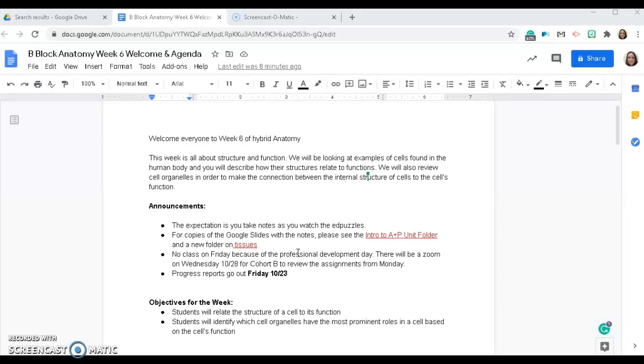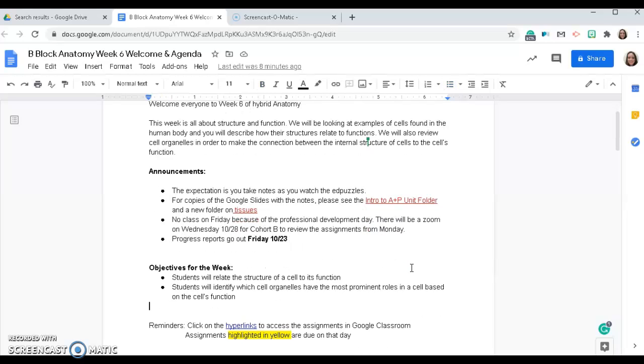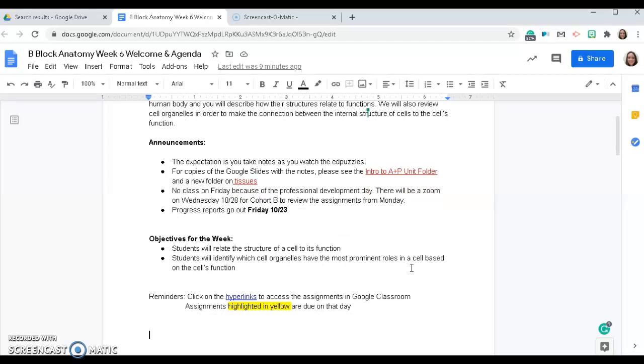The objectives for the week are you're going to relate the structure of a cell to its function, and you will identify which cell organelles have the most prominent roles in a cell based on the cell's function. So we'll be doing some review of cell organelles from bio, and talking about which organelles have the most important job based on the function of the cell in the body.